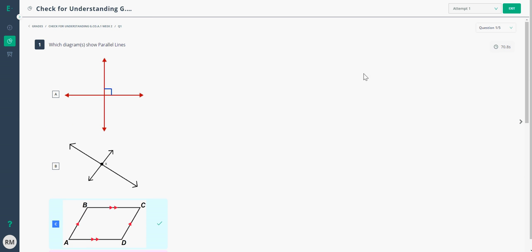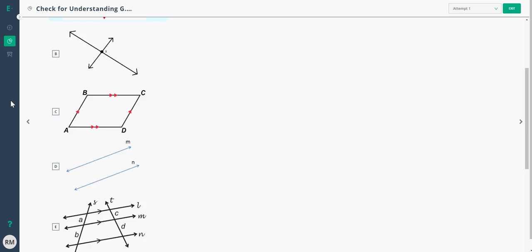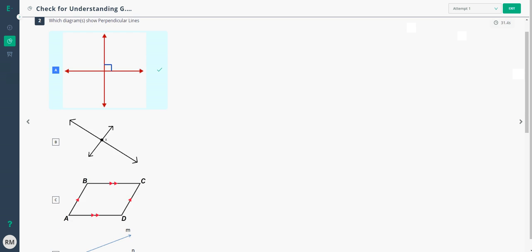In order to go on to the next question, you would have to go over to this drop-down menu and go on to the next question. Now we're looking for perpendicular lines, and the only way that we can say that they're perpendicular is if it has this square in the corner to show that they are right angles or 90-degree angles. So A as well as D were the only 2 answers for this question.